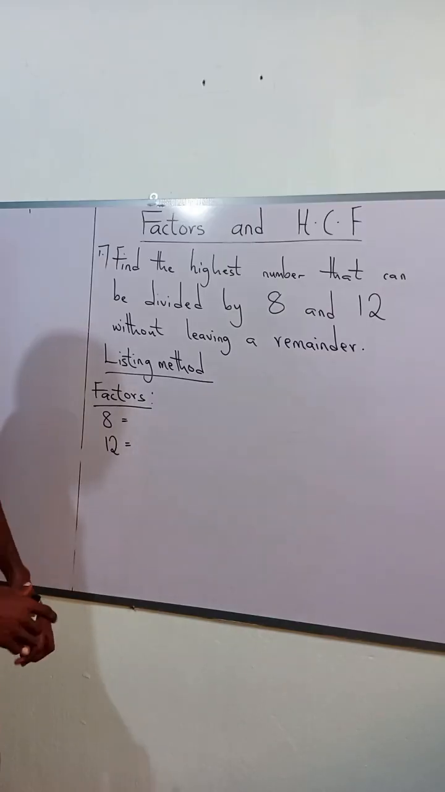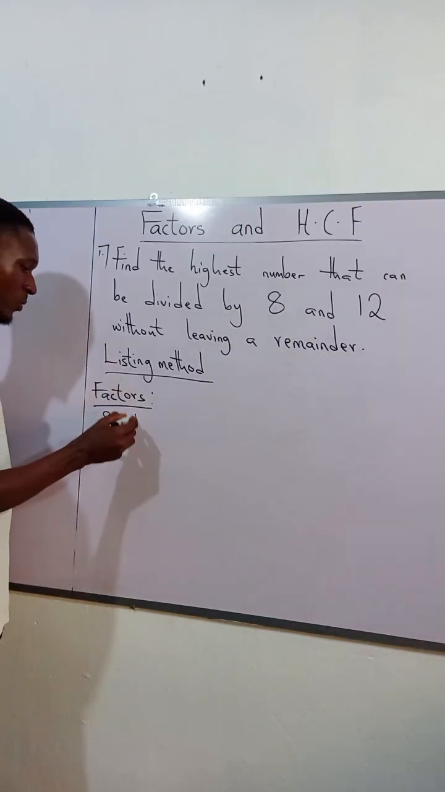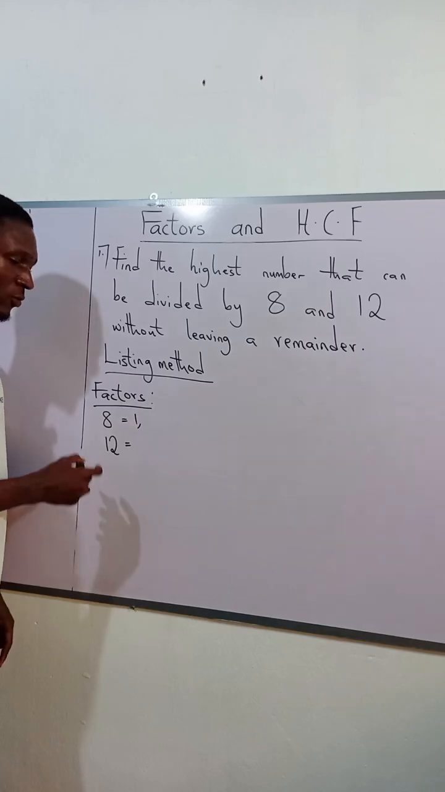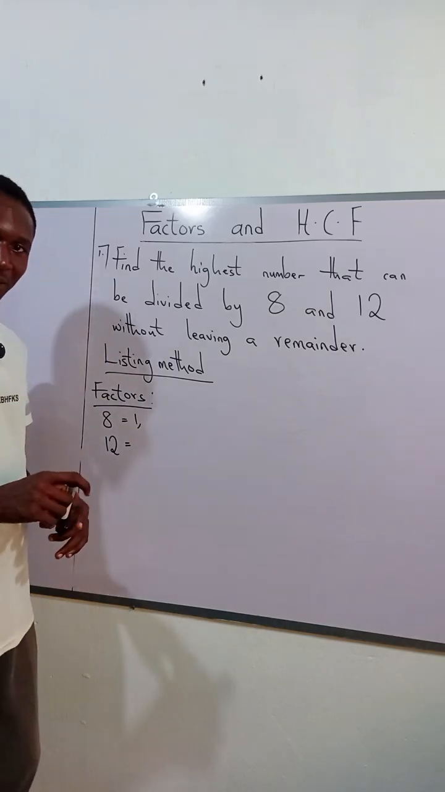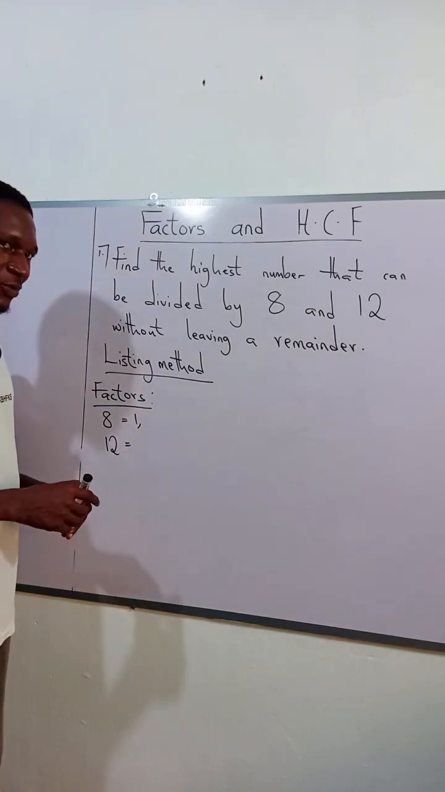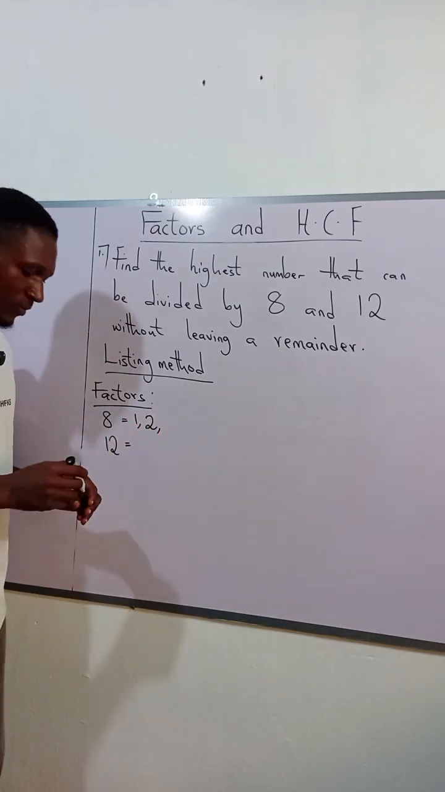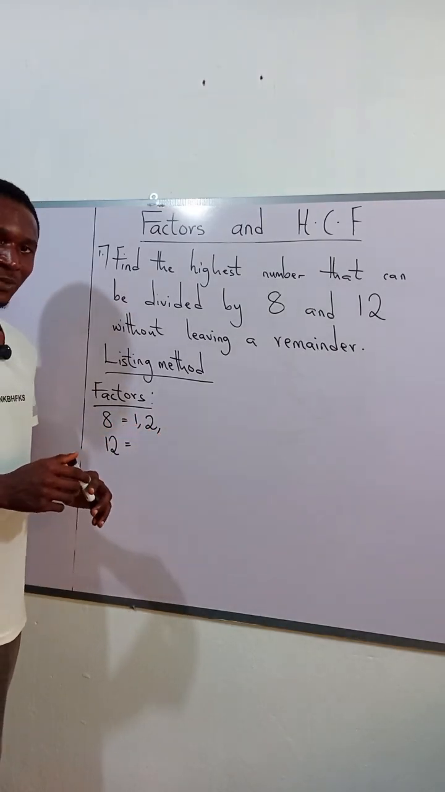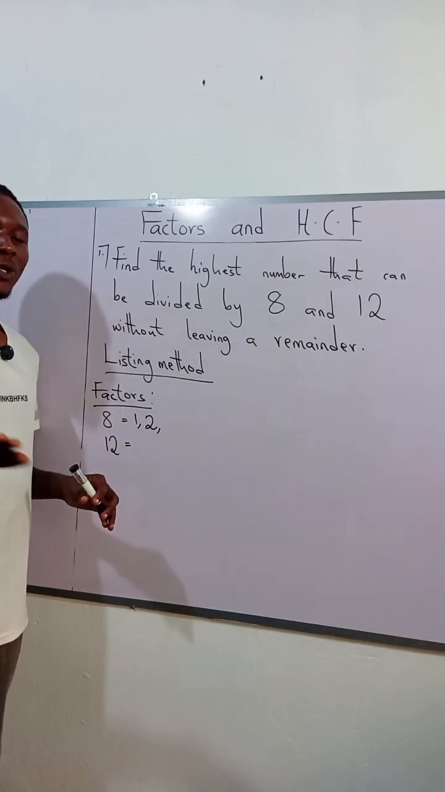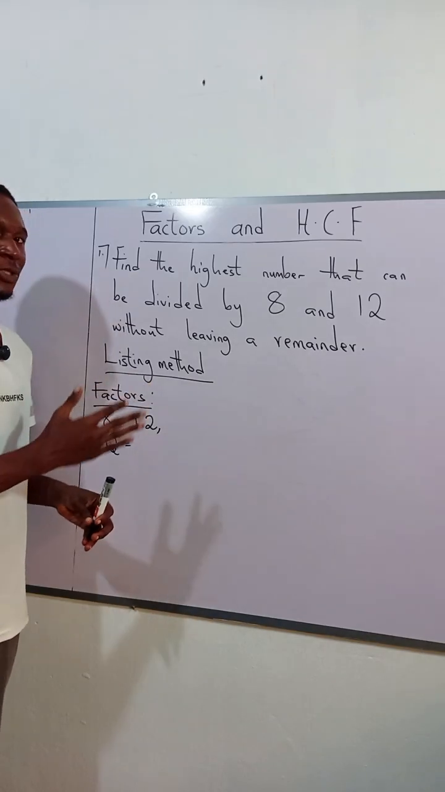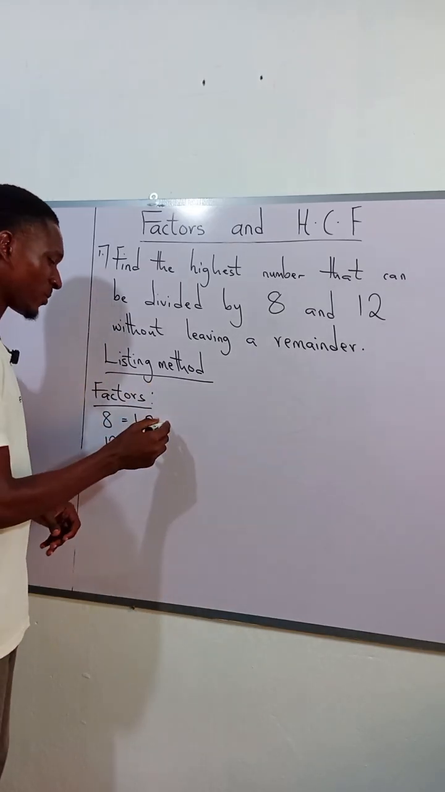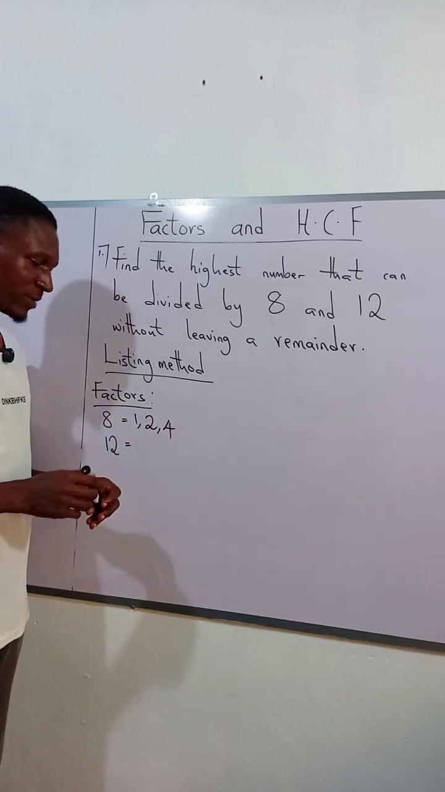8 divided by 1, I told you the first factor is always 1. So 8 divided by 2, is it possible? It's possible without a remainder. Therefore we write 2. 8 divided by 3, is it possible? It's possible, but there will be a remainder and we don't want a remainder. Therefore 3 is not possible. 8 divided by 4, it's possible, so we write 4 without a remainder.